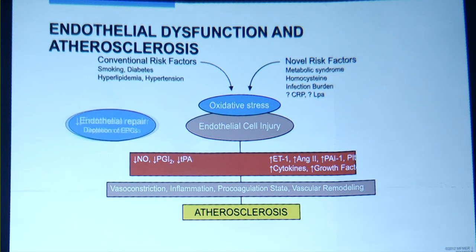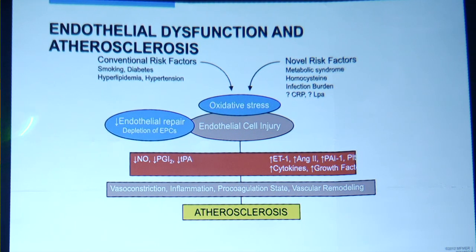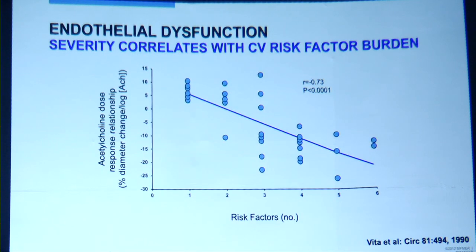Remember also that in the early stages of atherosclerosis, there's a repair mechanism with EPCs, or endothelial progenitor cells. These are stem cells that are derived from the bone marrow. So atherosclerosis is not a one-way process, it's a dynamic process. But eventually, as we age and develop more and more risk factors, we can overcome this repair and we end up going down this pathway. So endothelial dysfunction is the key.